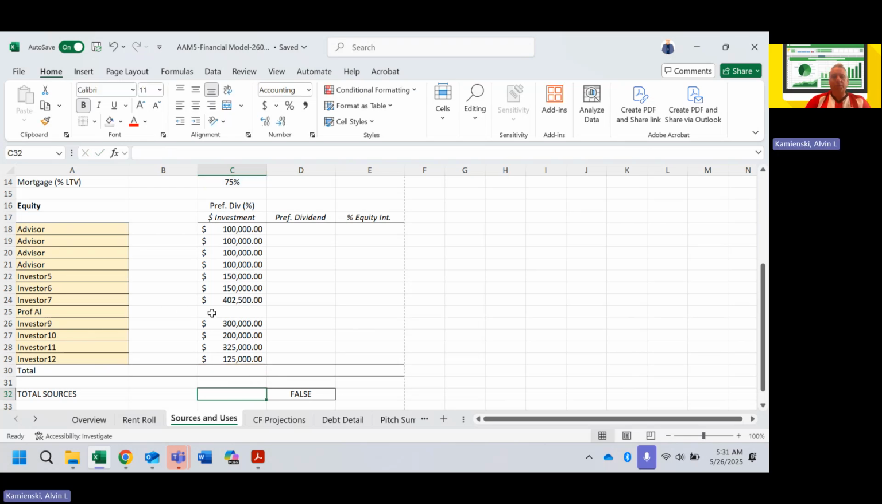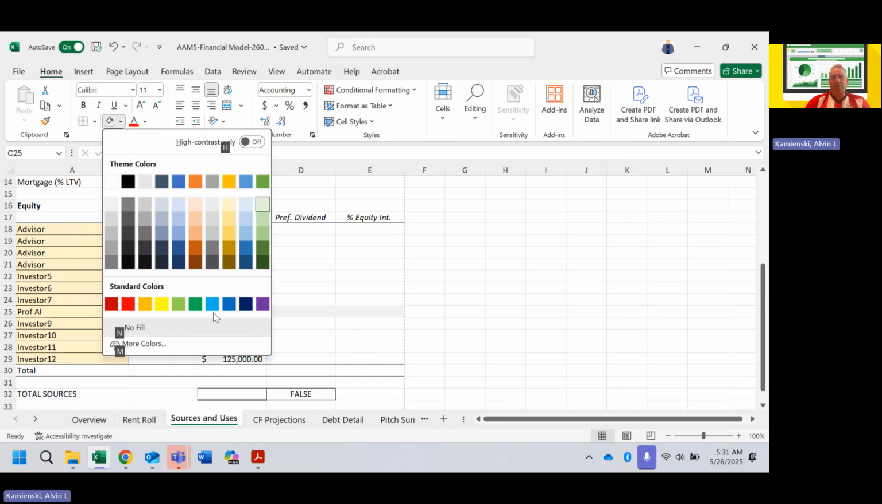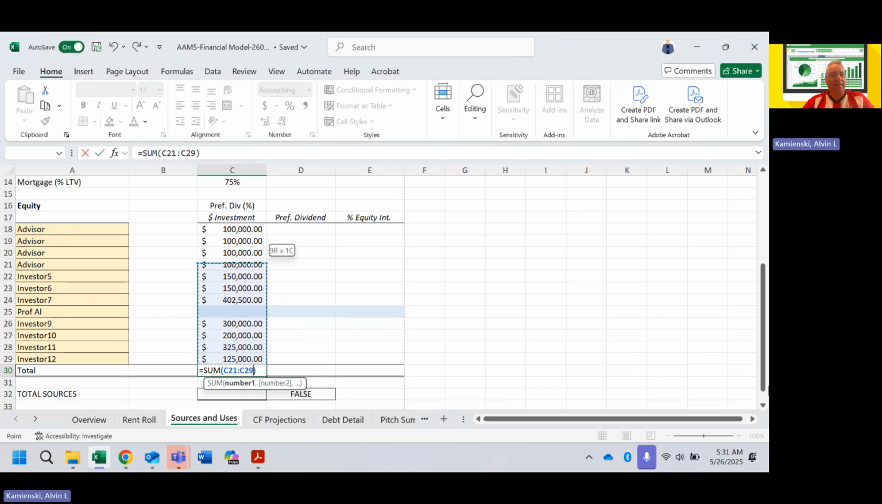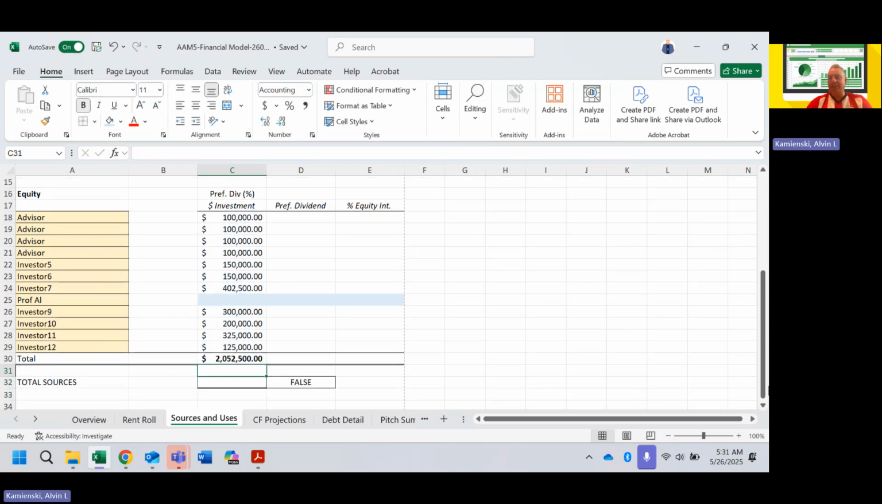So here's your big one then. This is part of what you need to start thinking about in your story. Right now, how much money do I have the ability to get my hands on? I've got the ability to raise 2.05 million based off of all the investors I've talked to, of which this is just a story. This is your team. These are friends and family.